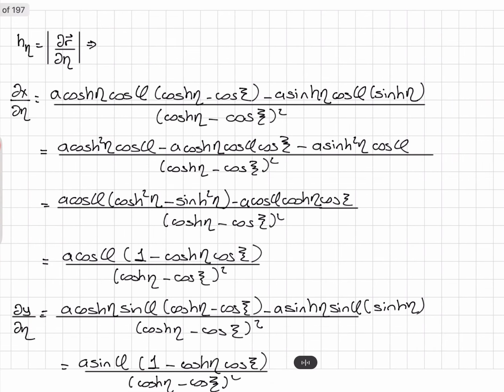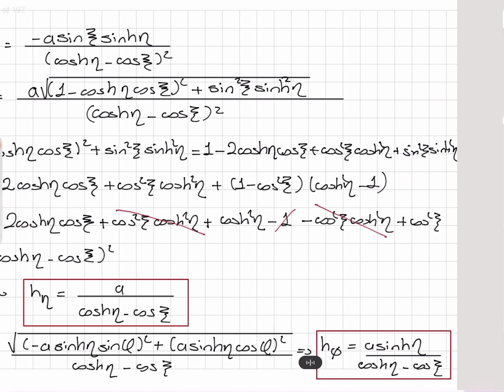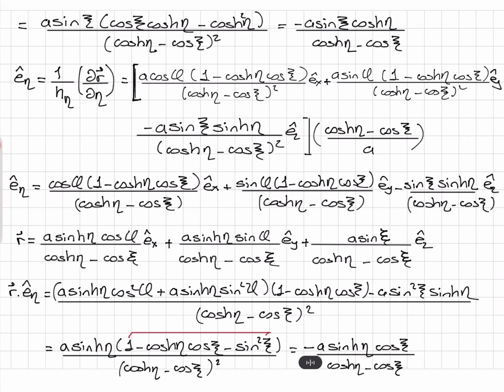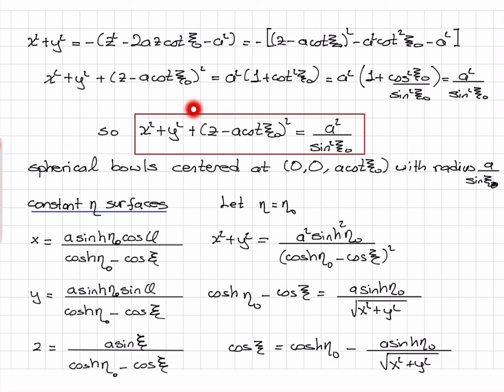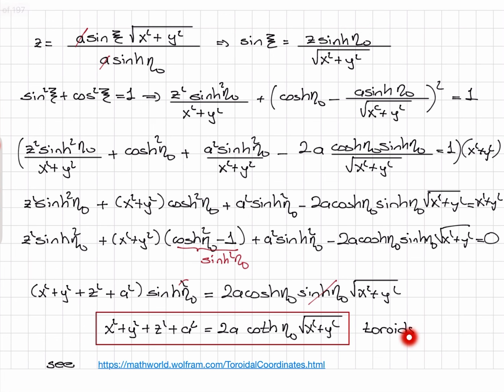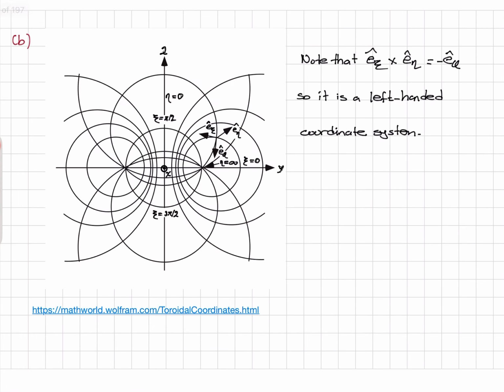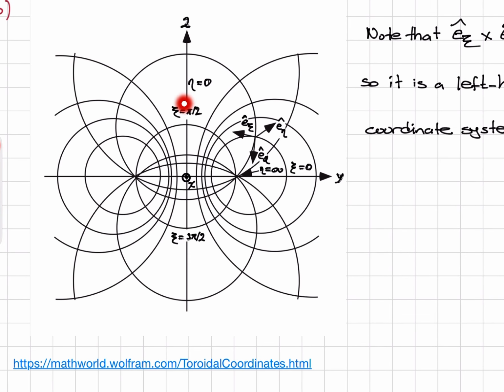Now, last time we did part A, so we have found the constant psi surfaces and constant eta surfaces. Constant psi surfaces are spherical balls centered at (0, 0, A cot psi_0) with radius A over sin psi_0, and constant eta surfaces were these toroids given by this expression. Looking at this Mathematica website, we can see a sketch of this for psi equals pi over 2 and psi equals 3 pi over 2, and eta equal to 0 and eta equal to infinity.